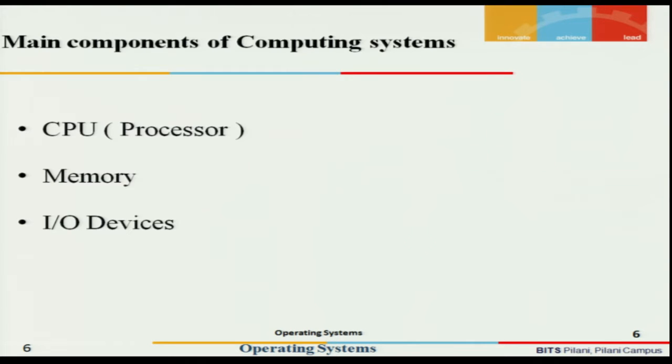From this diagram we can clearly see that the main components are the CPU, also known as a processor or a microprocessor. Then you have a memory where programs or data is stored. Then you have I/O devices. So, these are the three main components of any computing system.